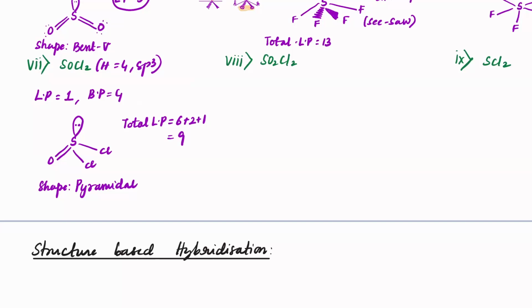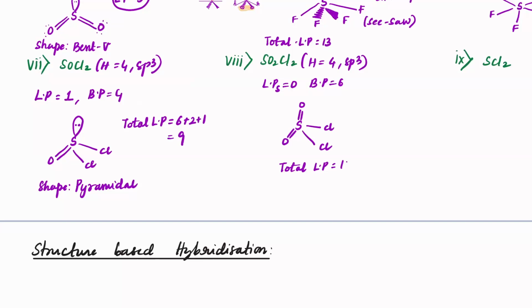Okay. Next, SO2Cl2. The steric number is again 4, which makes it sp3. This time there are no lone pairs on sulfur. So lone pairs for sulfur is 0. Bond pairs we got as 6. That is, here that same lone pair position has now been occupied by oxygen. So that makes total lone pairs 6 plus 4, 10. Okay. And the shape is perfectly tetrahedral form. So it is a tetrahedral structure.